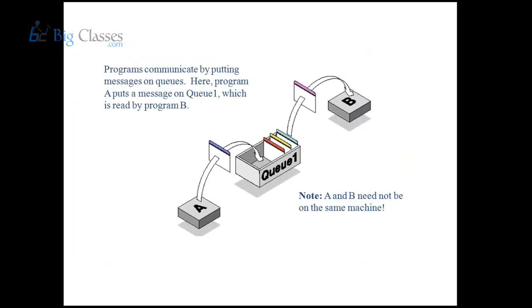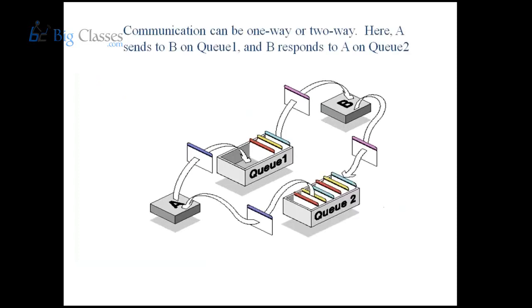Programs here communicate by putting messages on a queue. Your application is putting messages on Q1, which is read by program B. Here communication is one way between distributed applications. We can enable two-way communication also. Your application puts a request type message on Q1 and gets a reply type message on Q2. Application B gets the request type message on Q1 and puts the reply type message on Q2. One-way and two-way communication are possible.